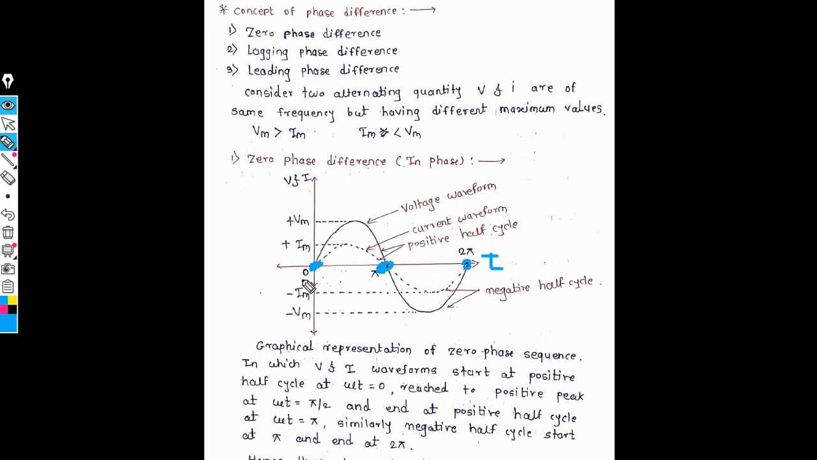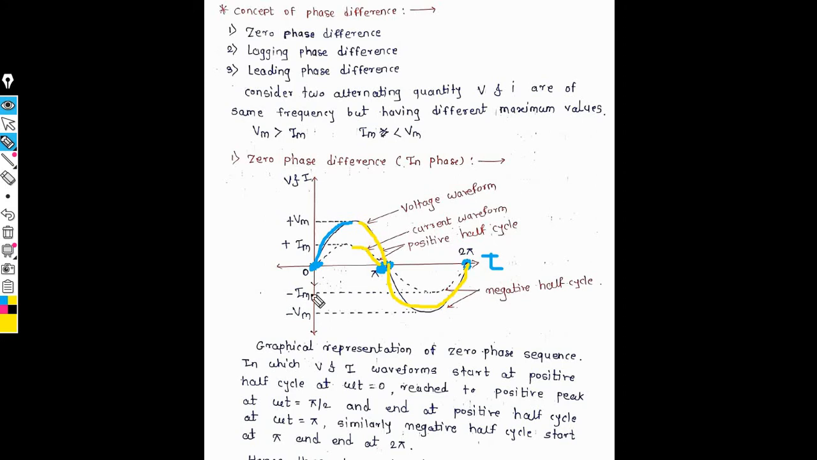That means time initially t is equal to 0. Then this is the positive waveform. Then at a certain maximum level of voltage and current, the waveform slightly decreases from the maximum voltage and maximum current. Then it crosses zero again at omega t is equal to pi. Then both waveforms go to the negative half cycle, again increase with negative value, and again decrease at omega t is equal to 2 pi.